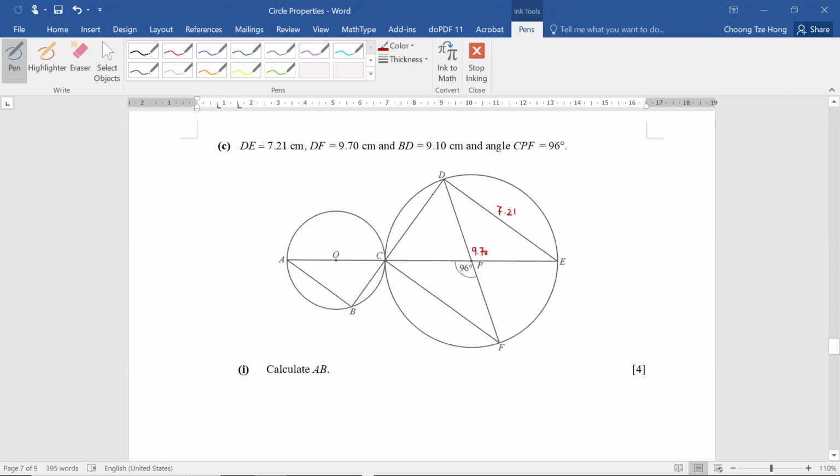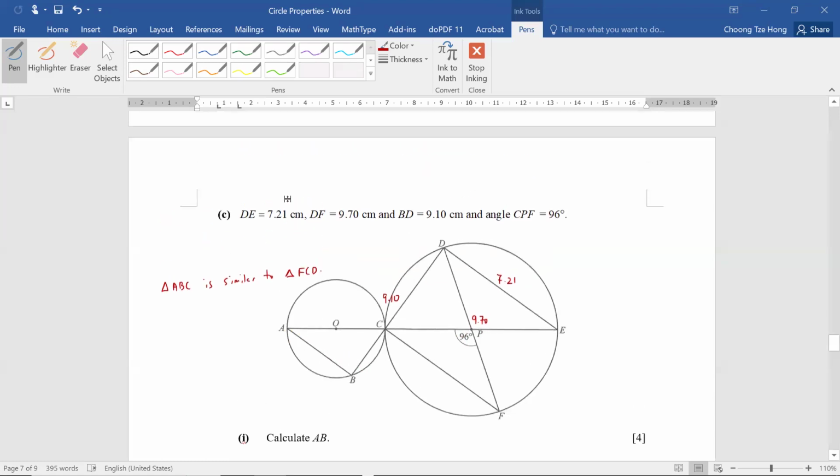BD is the line that cuts across both circles, which is 9.10. Angle CPF is 96, which was actually mentioned in part A already. Now they want us to calculate the length of AB. If you recall, in part B, we actually proved similarity. We proved that triangle ABC is similar to triangle FCD.